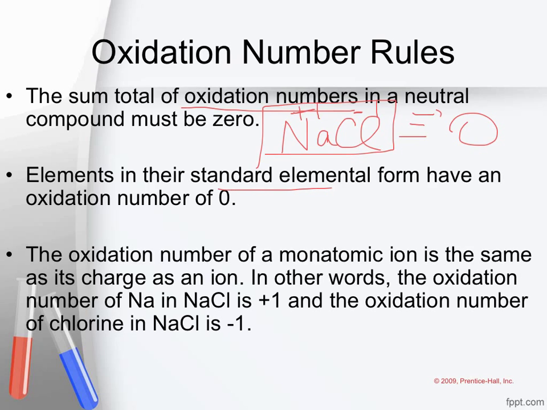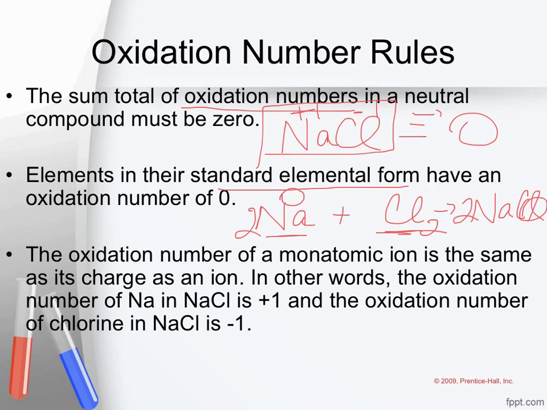Elements in their standard elemental form have an oxidation number of 0. So again, using our formation of salt from its elements, I have to balance this. The oxidation numbers that would be assigned to the elements on their own are 0. The oxidation number of an ion is the same as the charge of the ion. Going back to sodium chloride again, we know that the charges on these ions are +1 and -1. The oxidation numbers of ions are the same as the charge itself.